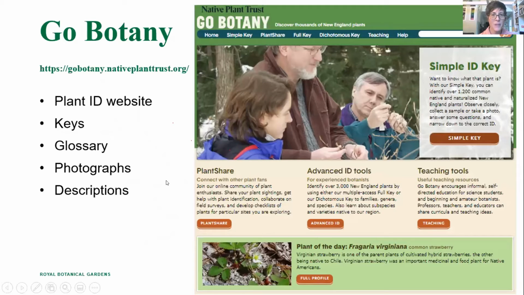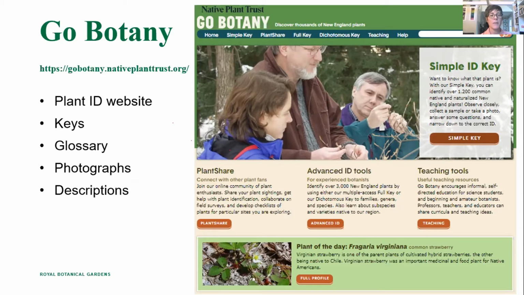Okay, now that we've got a little bit of terminology down, let's learn how to use GoBotany. There's the URL for GoBotany here in green. And if you would like to, you can pull it up on your phone and follow along as we practice identifying a plant with it. Don't worry, you don't have to do that. I've screenshotted the whole process so that you can see it.